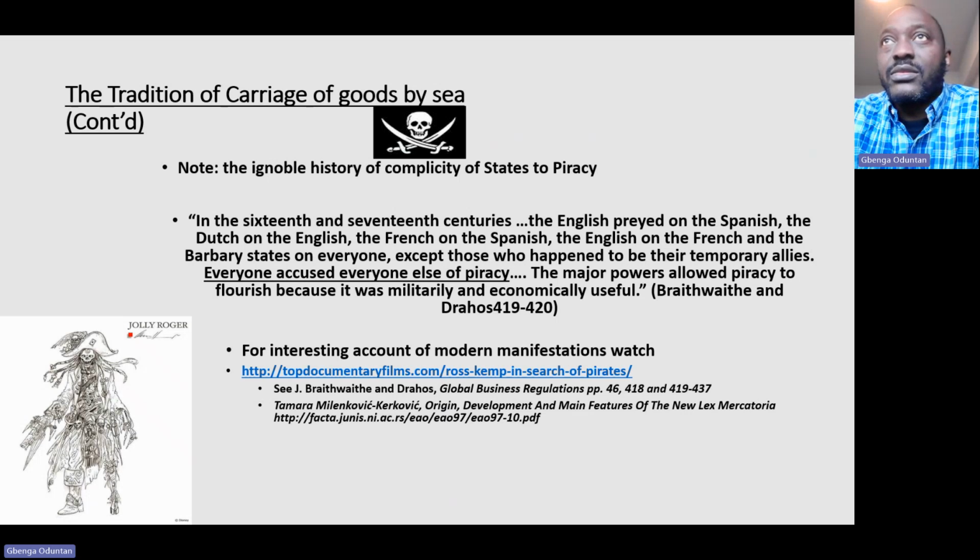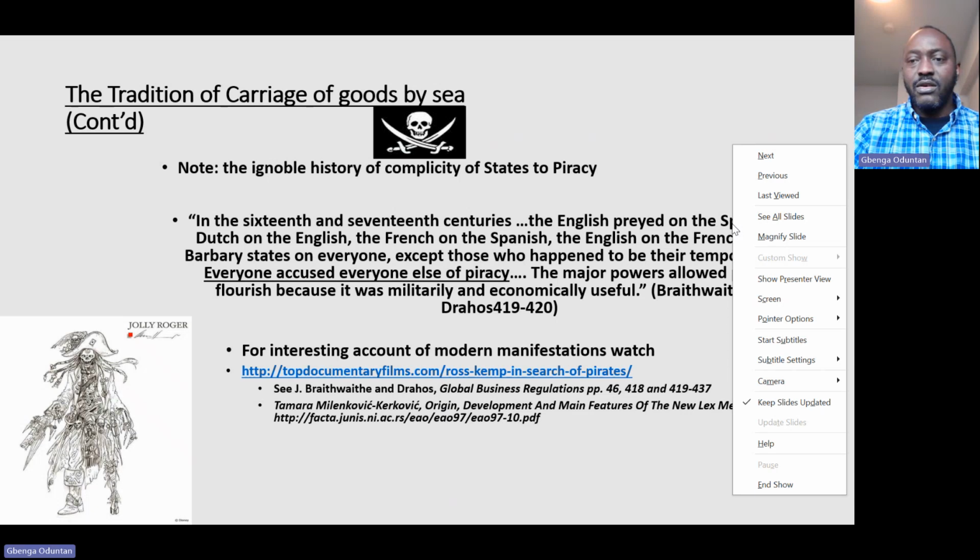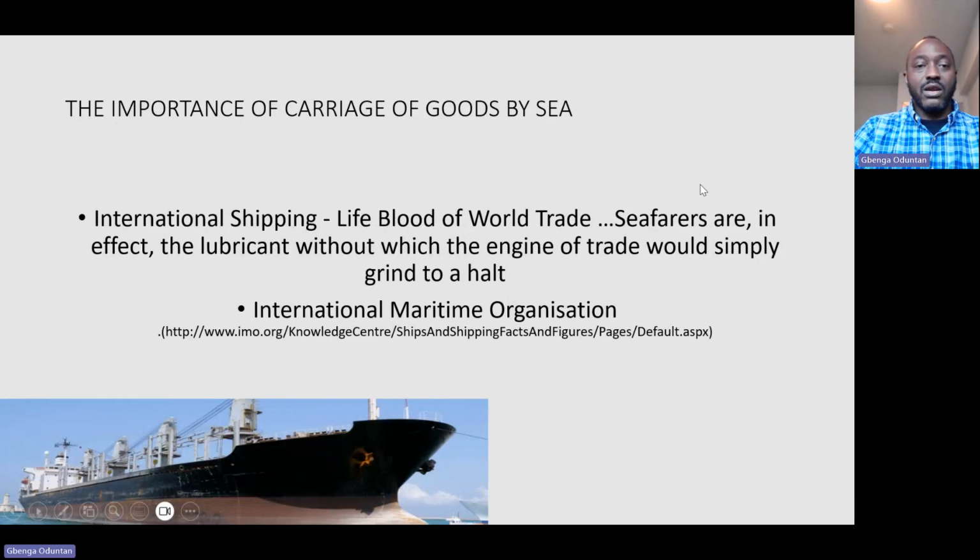Piracy continues to blot the maritime practice, just as much as other areas of international relations continue to make maritime transportation difficult, such as sanctions, such as blockades, such as various acts of aggression between states, and so on and so forth. So it's not been a linear progress of commendable development.